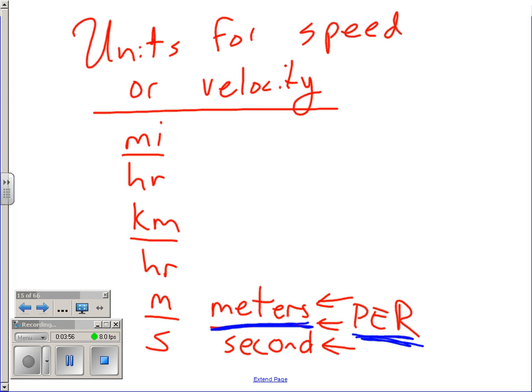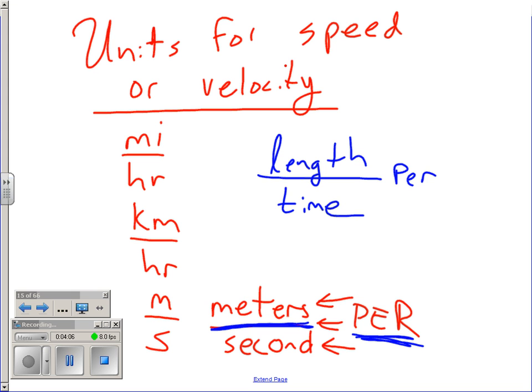So in this class, anytime you see a unit of length per unit time, that's going to be a unit of speed or velocity. There's tons of things it could be. If you talk about the speed or the velocity of a glacier, you might say, oh, that glacier is moving 6 inches per year. Okay, because glaciers move really slow, right? So there you've got a unit of length, an inch, per unit of time, year.